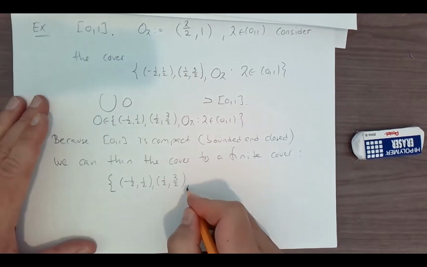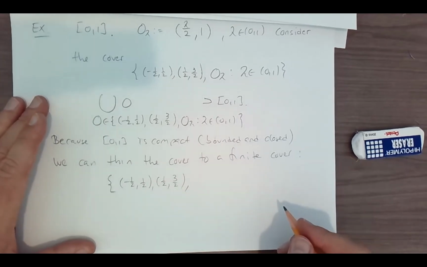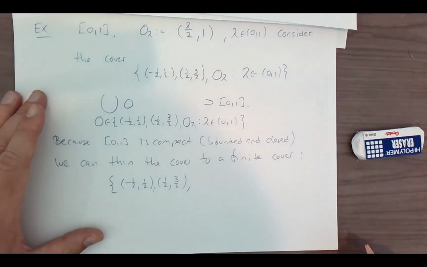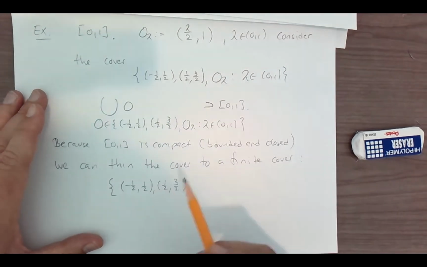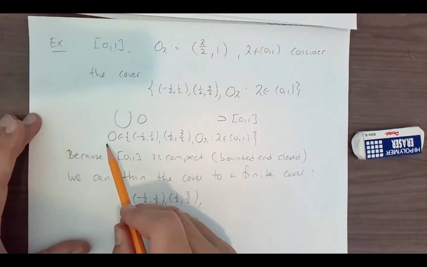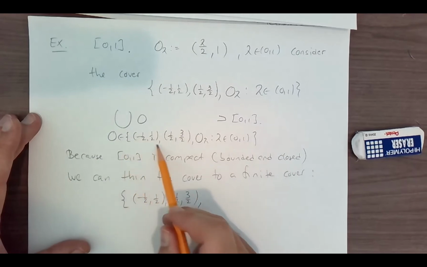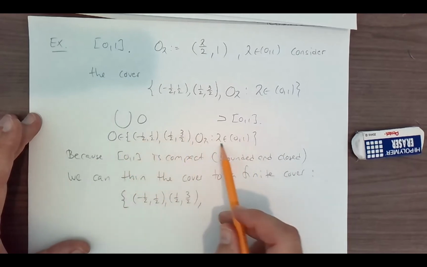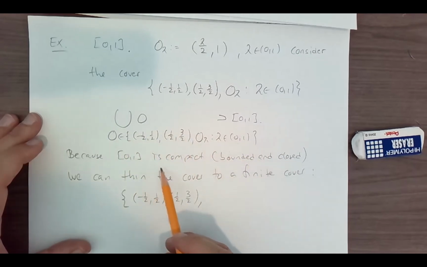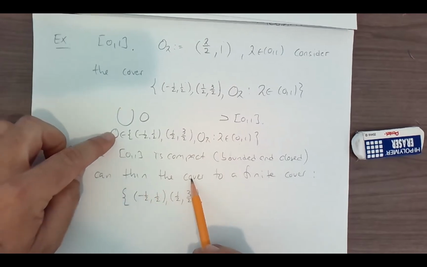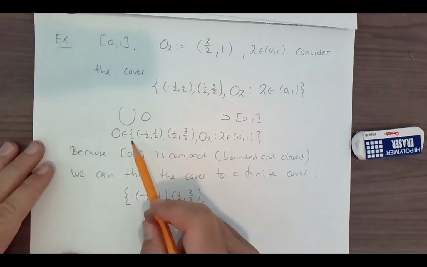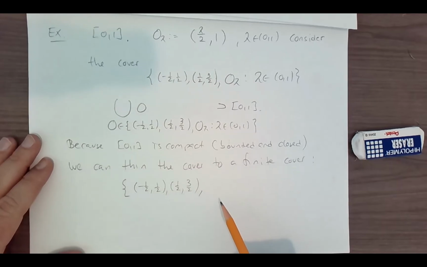And 1/2. I'm not sure I understand with the 1/2. What does that mean? I can only use sets that are up here, right? This is what it means to be a subcover. I can only use sets that are in here. I need to thin out the cover to a finite one. So I cannot put a 1/2 here. This is not going to work.